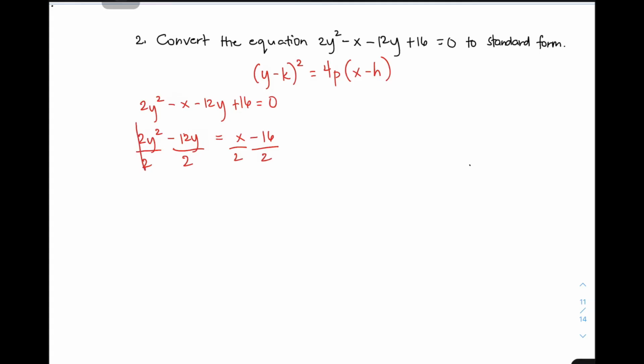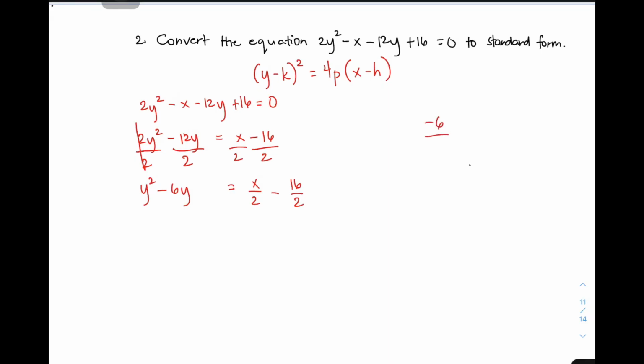So makuha natin dito, we can eliminate this kasi ang target lang natin, kailangan maging 1 yung kanyang coefficient. Yan, we have y squared. And then negative 12y divided by 2, that will give you minus 6y. And on the right side of the equation, wag muna natin galawin, you have x over 2 minus 16 over 2. Now, next target natin is to make this part of the equation a perfect square trinomial.